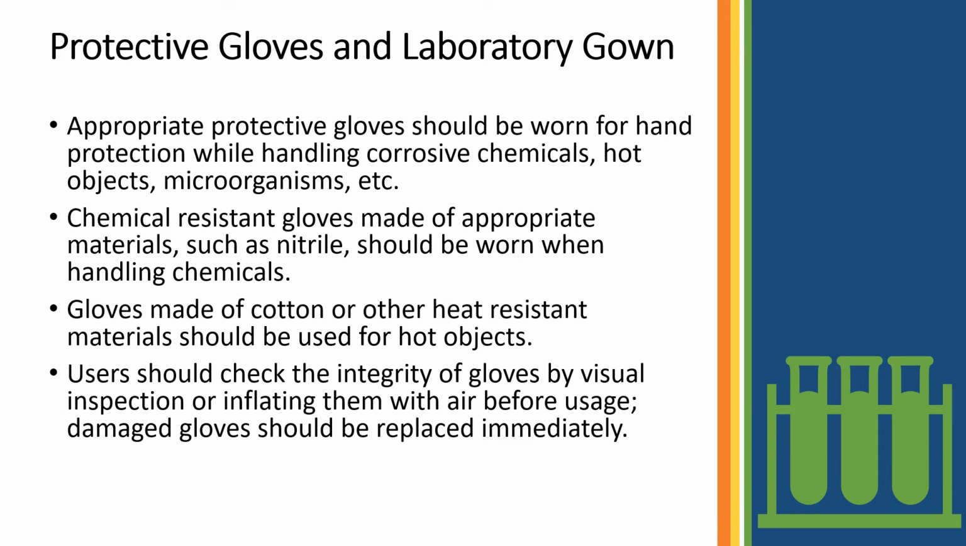Protective gloves and laboratory gown. Appropriate protective gloves should be worn for hand protection while handling corrosive chemicals, hot objects, microorganisms, etc. Chemical resistant gloves made of appropriate materials such as nitrile should be worn when handling chemicals. Gloves made of cotton or heat-resistant material should be used for hot objects. Users should check the integrity of gloves by visual inspection or inflating them with air before usage. Damaged gloves should be replaced immediately.